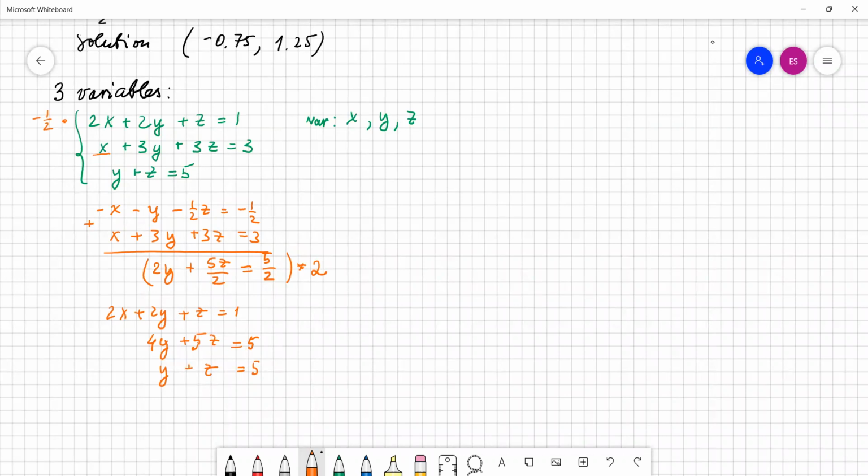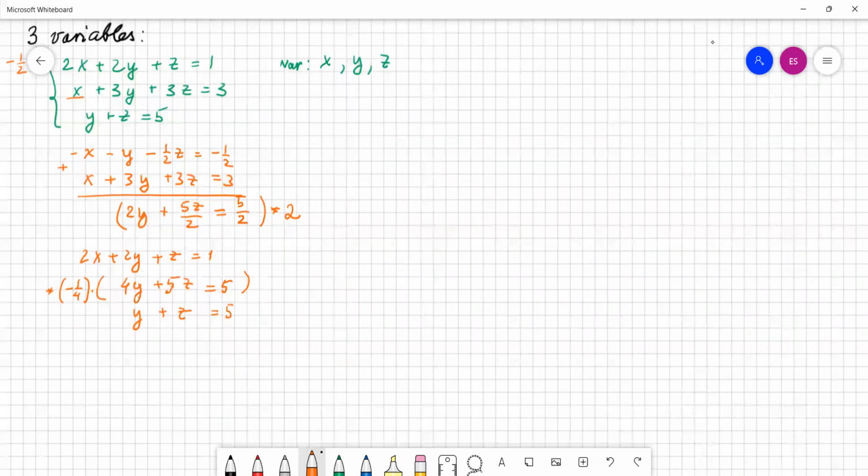Well, what we can do, guys, we can continue doing elimination. I'm going to eliminate y here. So I'm going to multiply my second equation by negative 1 over 4. So it's going to give me minus y here. Let me write it down, otherwise it's not going to be very clear. Minus y minus 5z over 4 equals minus 5 over 4. And here y plus z equals 5. If I add them up, I'm going to get 0 here.